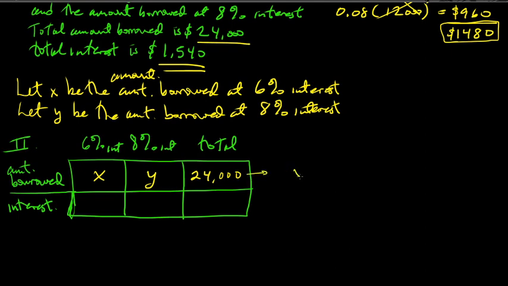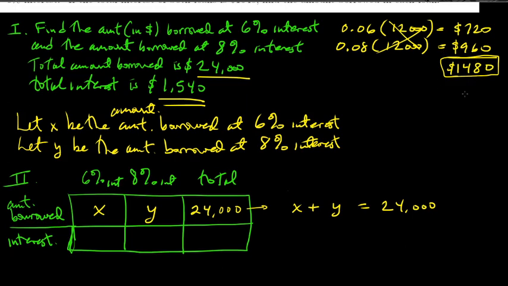So the first equation, as you probably could have guessed, is that X plus Y has to be 24,000. And again, my guess was that x and y are the same, right? 12,000 plus 12,000 is 24,000. But we checked that, and that didn't add up to the interest we wanted, right?